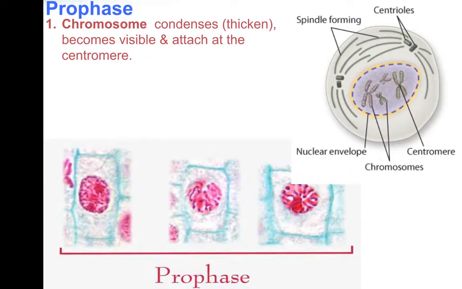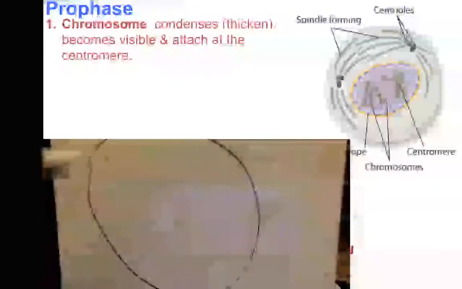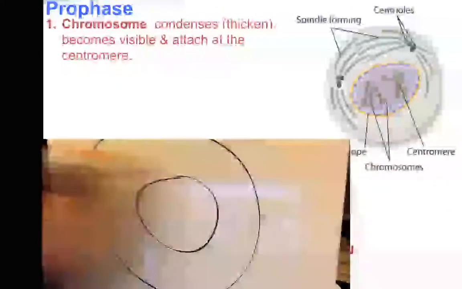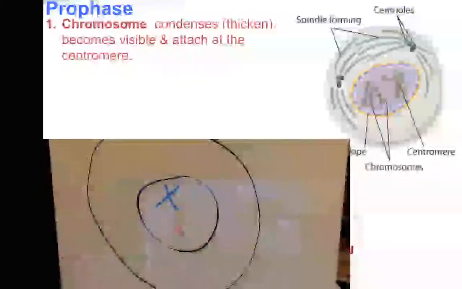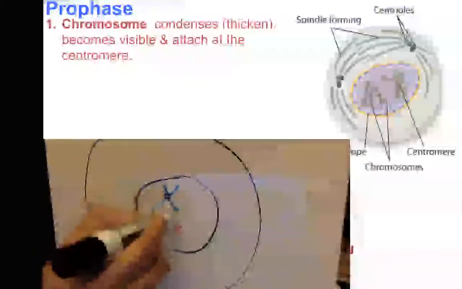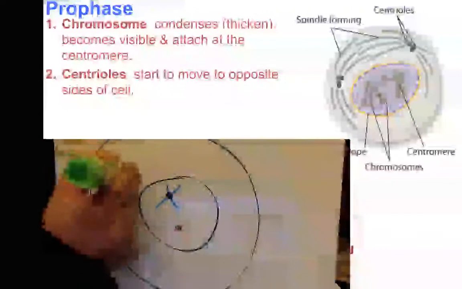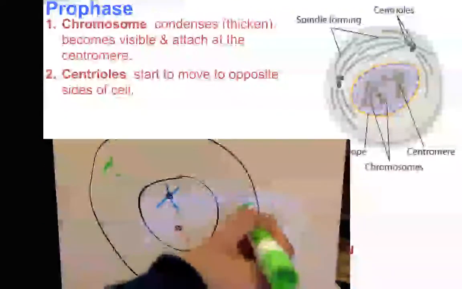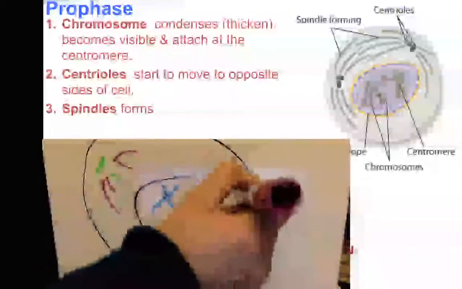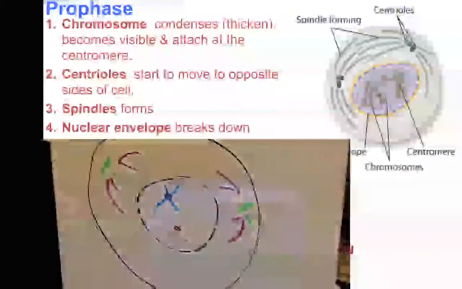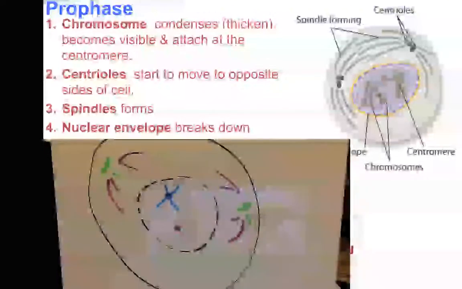After interphase, the cell will start mitosis. This is where the cell starts to divide. The first step of mitosis is prophase. Chromosomes condense, or in other words thicken, and become visible. They attach at the centromere. Centrioles will start to move to opposite sides of the cell. Spindles now form, and the nuclear envelope or membrane breaks down.